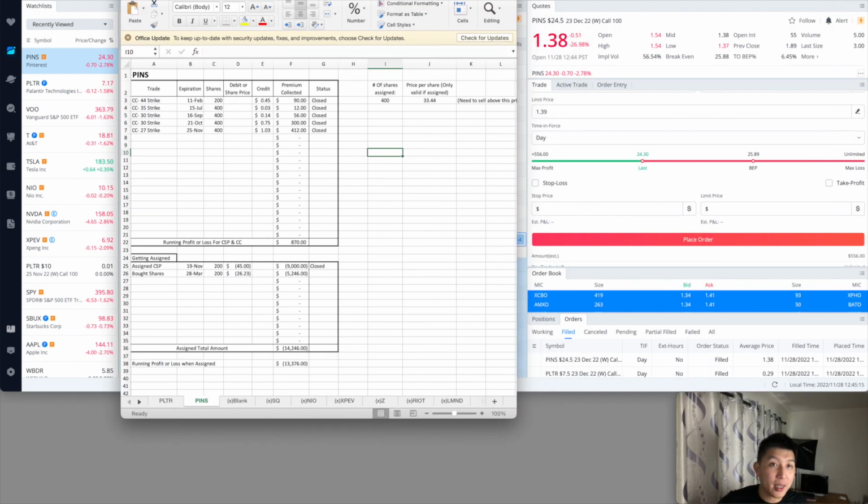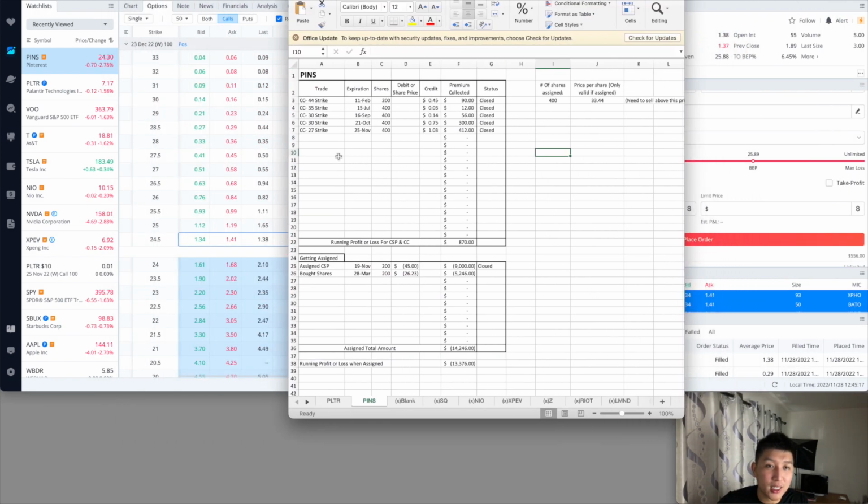Right now, I'm gonna go ahead and fill this up for you guys. And there you have it. So right now, currently have an expiration on December 23rd with a strike of $24.50 right over here. 400 shares, aka four options. Credit 1.38, and I got $552 into my account as of now.